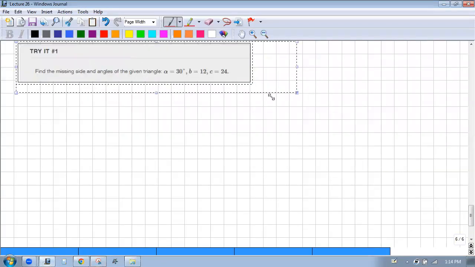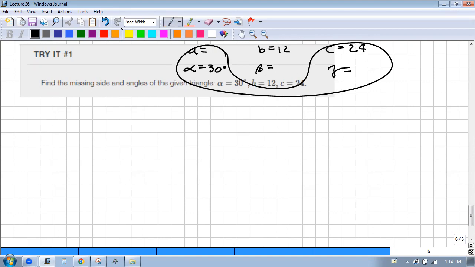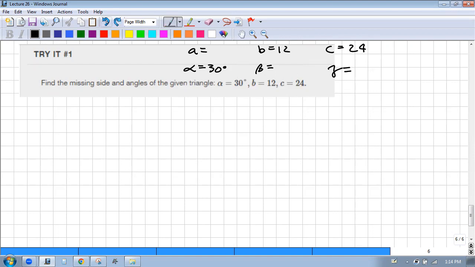All right, here's one. Let's see what we got. We don't know A. Alpha is 30 degrees. We have a B. We don't know beta. We have a C. We don't know gamma. So again, two out of four, two out of four, two out of four. We can't use the law of sines here. We need three out of four, right?